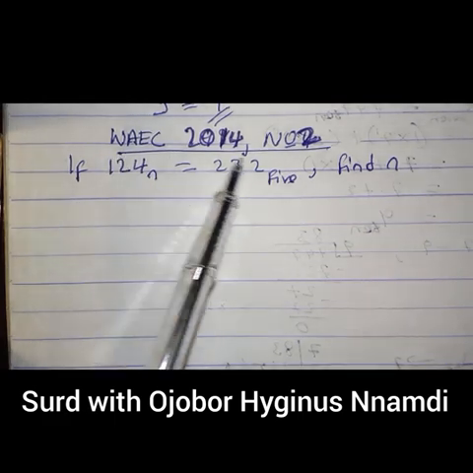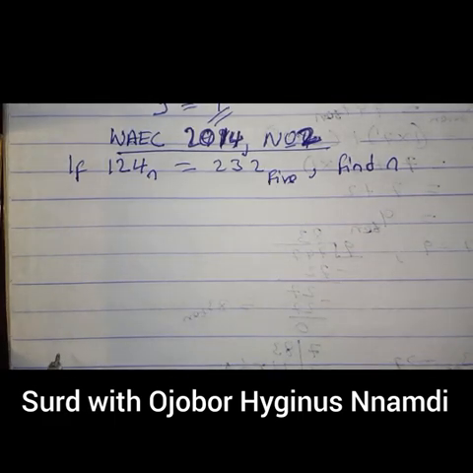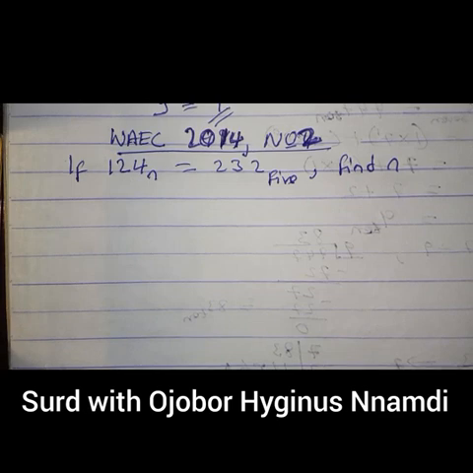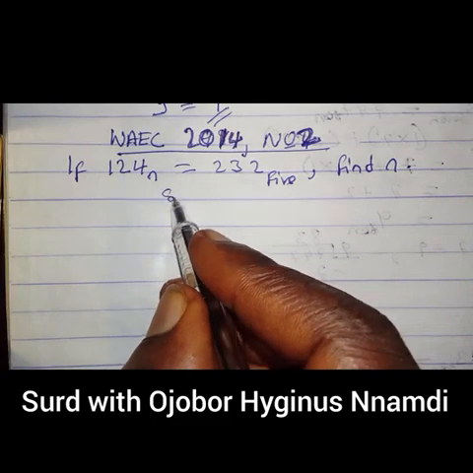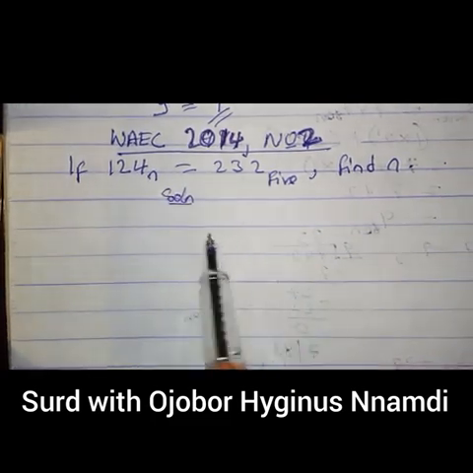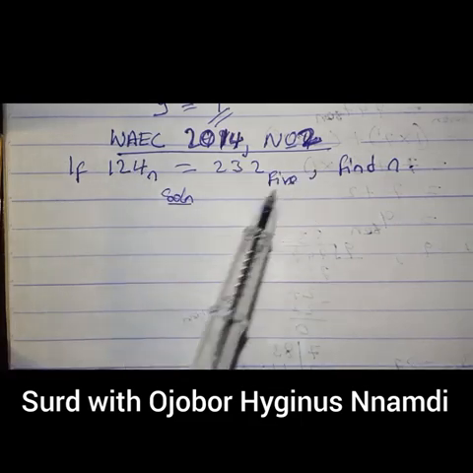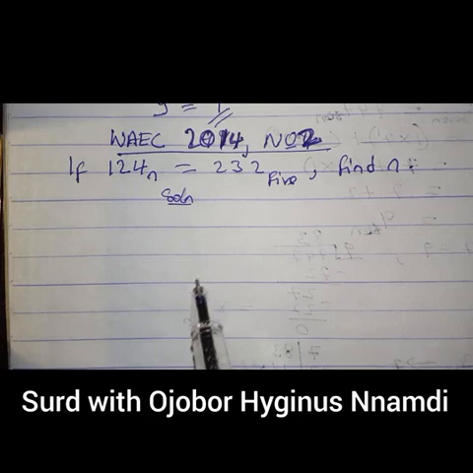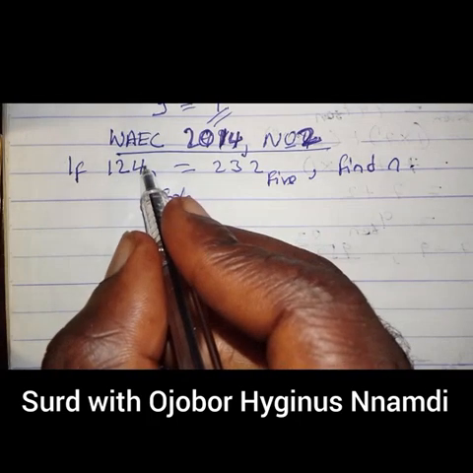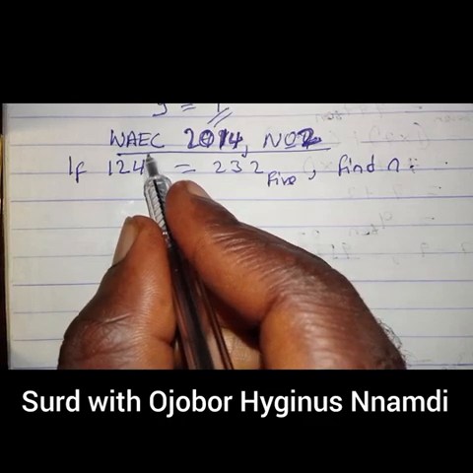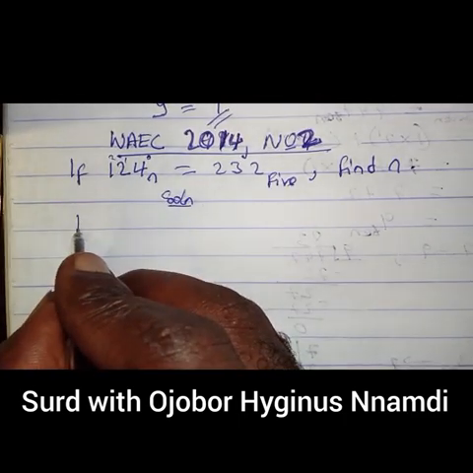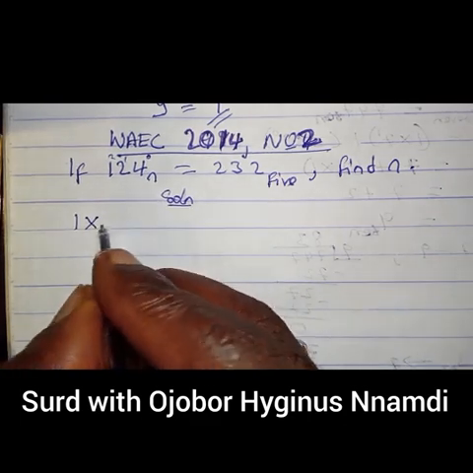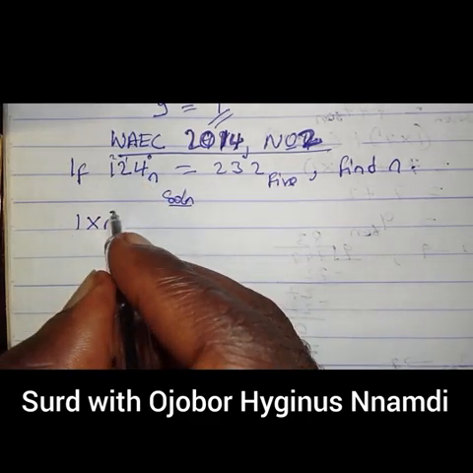Another question from WAEC 2014, number 2 says, if 124 base n is equal to 232 base 5, find n. Okay, here the same thing we did in the first question will be used. What we need to do is to convert both sides to base 10, and you see ourselves solving for n. So to convert the left hand side to base 10, remember you assign 0, 1, 2. The first digit here is 1, multiplied by the base n raised to power the place value 2.